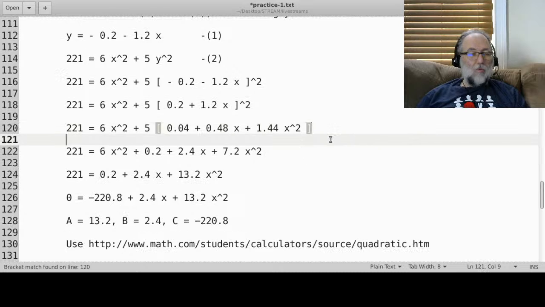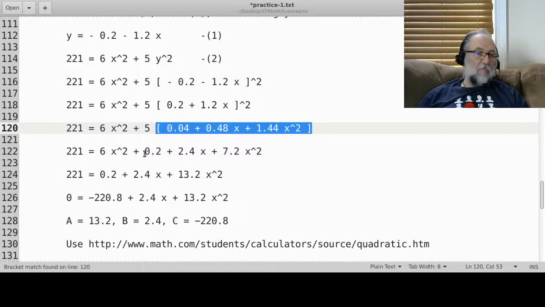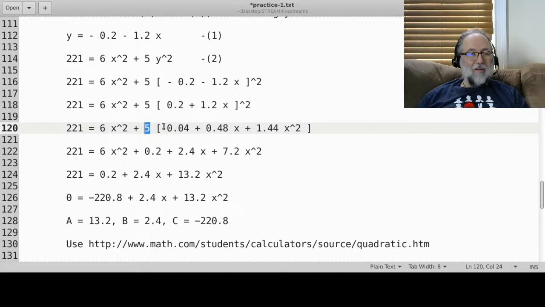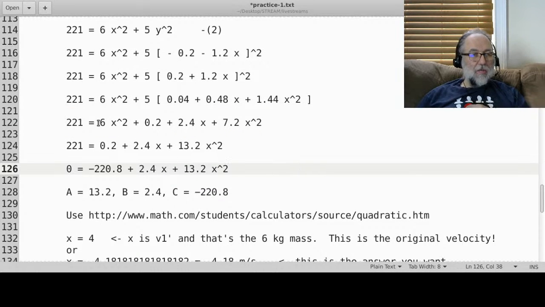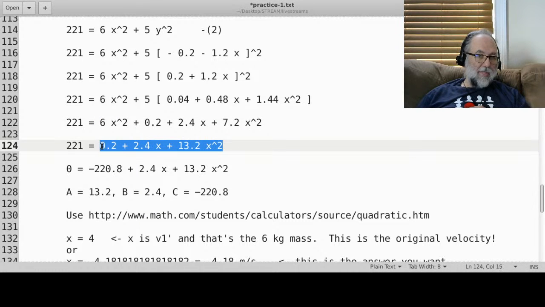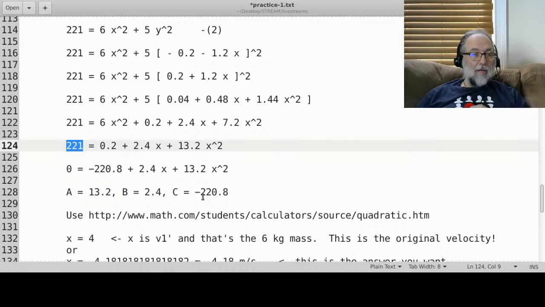Okay, and then what did I do? Well, it's 5 times all of that, so I multiplied through by 5. Okay, so I did 5.04, and then 5 times that, and 5 times that. Okay, got down to this. And now what? Well, now, collect the terms. So you've got 6x squared plus 7.2x squared. And so my linear term is 0.2. Sorry, my constant term is 0.2. The linear term is 2.4 times x. And then that 6 plus 7.2 is 13.2x squared. Okay, so there's that. Okay, almost. We've got that 221 on the left-hand side.